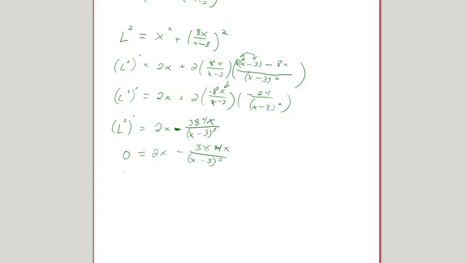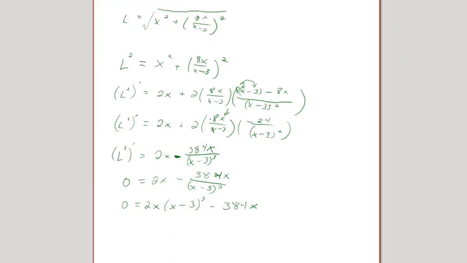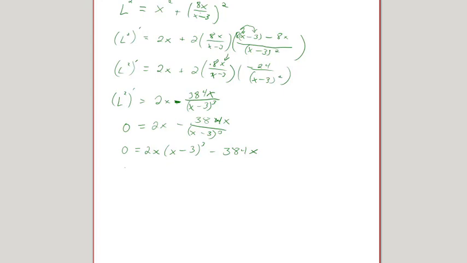But I can multiply both sides by x minus 3 cubed. Leaves me with 0 on the left still, but on the right I get this 2x times x minus 3 cubed minus 384x. The next thing I might do, just to simplify this, knowing that x is not 0, meaning my ladder is not right up against the house, I'll divide by 2x in both cases. So on both sides, I've got x minus 3 cubed minus, what is this going to be, 192.